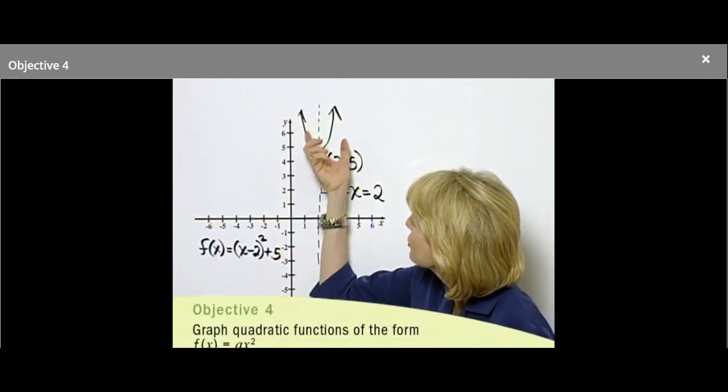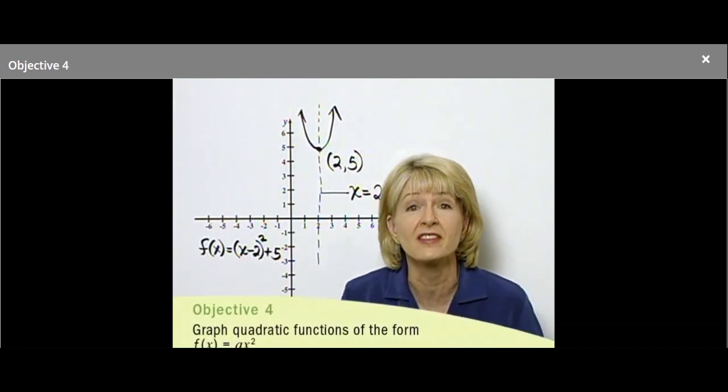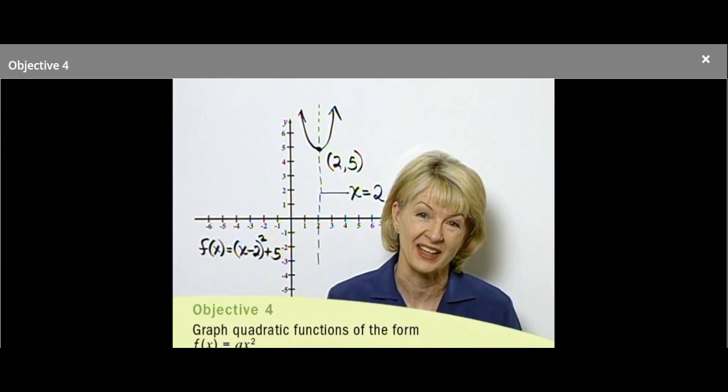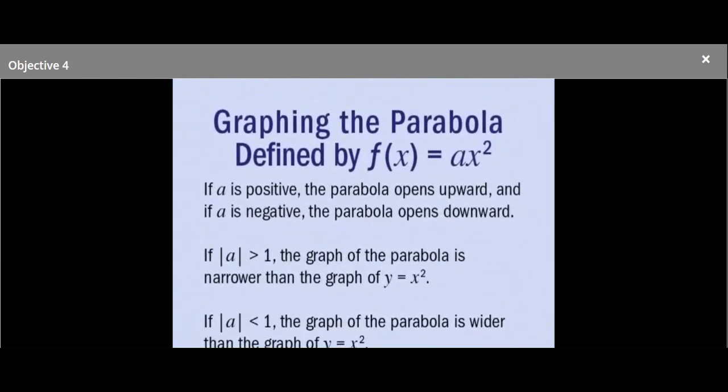See what happens to cause distortions of the shape of the parabola. Let's look at the following. Graphing the parabola defined by f of x equals ax squared. If a is positive, the parabola opens upward like we talked about earlier, and if a is negative, the parabola opens downward. Now here's a little bit more about the shape.